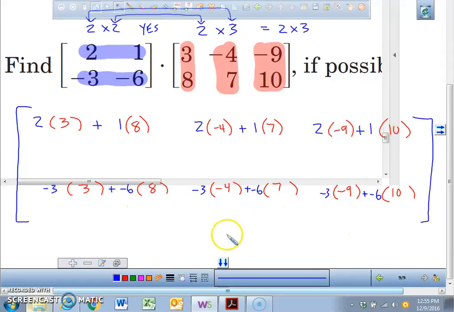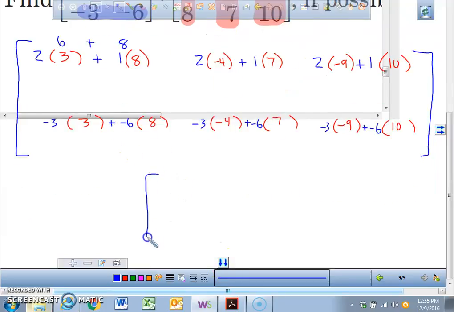All right, so now we're going to do the non-calculator portion, right? All right, we got 2 times 3, which is 6, plus 1 times 8, which is 8. So what's our first element going to be? Our first element is going to be a 14. Here we have a negative 8 and a 7. We add those together, we get a negative 1. Here we have a negative 18 and a 10. We add those together, we get negative 8.